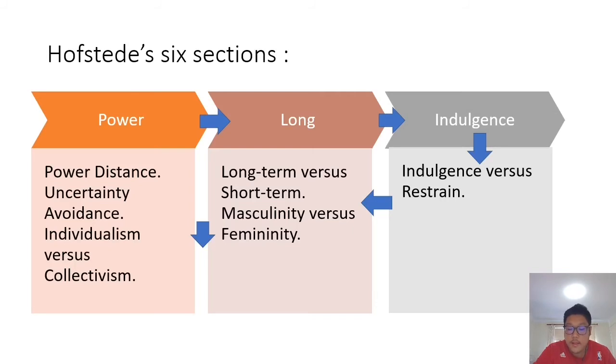Finally, indulgence stands for a society that allows relatively free gratification of basic and natural human desires related to enjoying life and having fun. Restraint stands for a society that controls gratification of needs and regulates it by means of strict social norms.